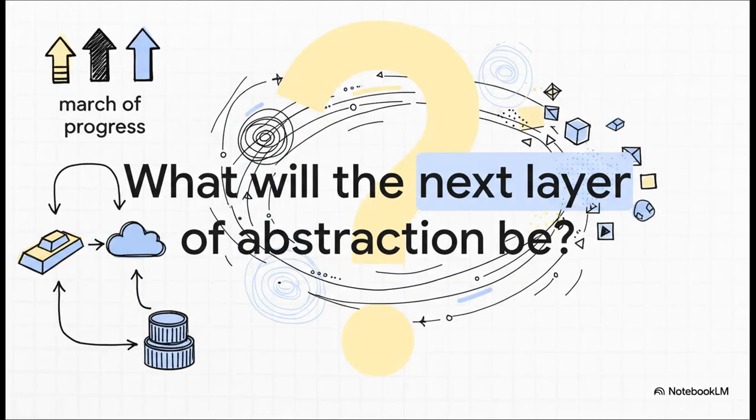So we've seen this incredible journey, right? This constant push for more and more efficiency by just adding new layers of abstraction. We went from physical servers to virtual machines that abstract the hardware to containers that abstract the operating system, and it just leaves us with this one really fascinating question. What's next? What's going to be the next layer of abstraction that makes all of this even simpler, even faster, and even more powerful?